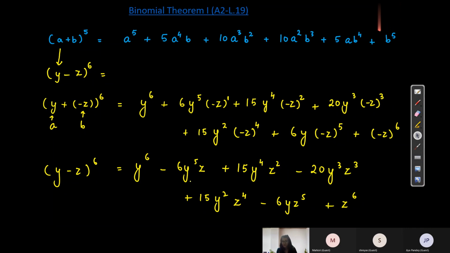And if you notice something carefully, these plus and minus signs are changing alternately. See, first term is positive, then negative, then positive, then negative, then positive, then negative, then positive. So in case of subtraction, these signs will change alternately.